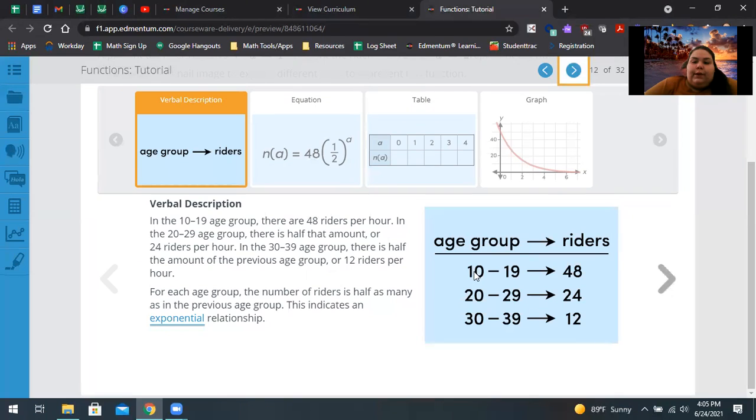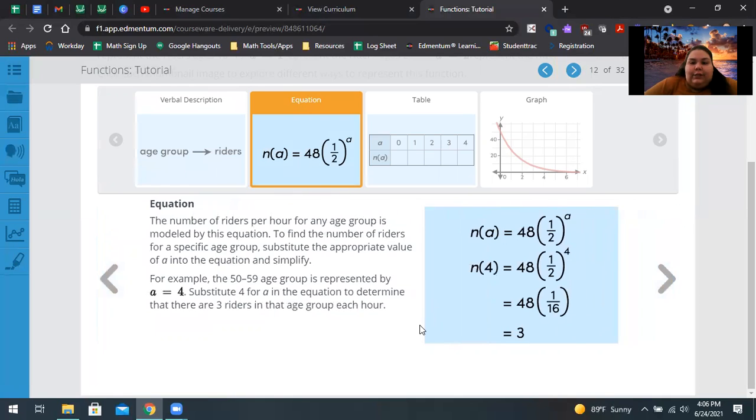So you don't have a person that has an age that not only falls under the category of the first group, but also in the second group. This is considered a function, and not only that, an exponential function because it's decreasing by half. In terms of the riders, age group would be your independent variable. Riders would be your dependent variable.